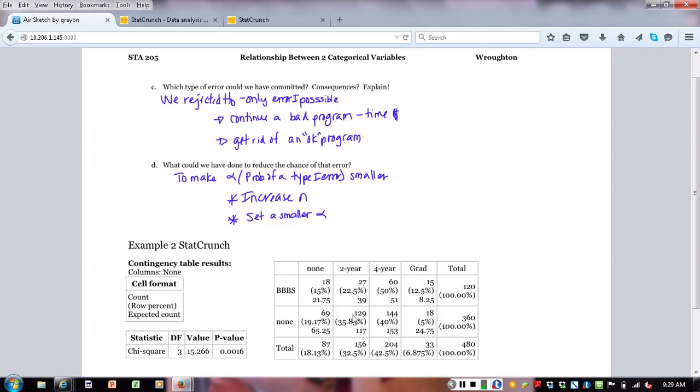Alright, so that's everything new. A little bit of review there as well. Another example. Got to see StatCrunch with the summary way of doing it as well.